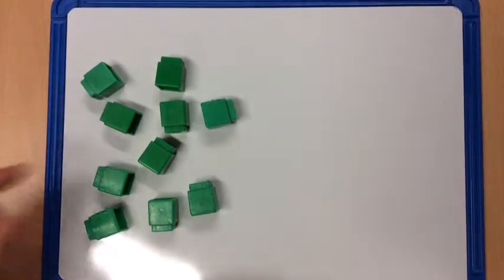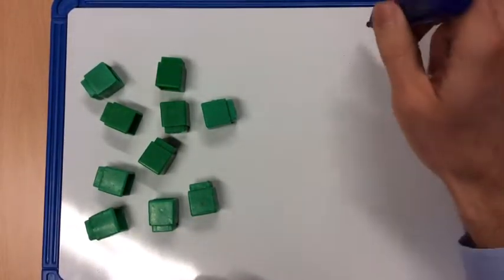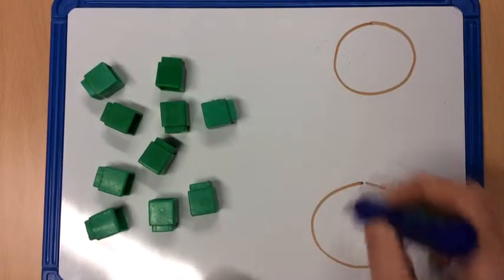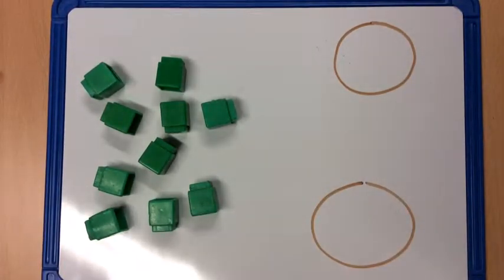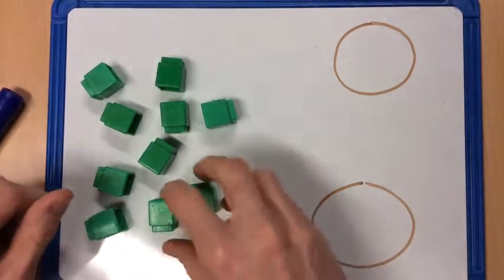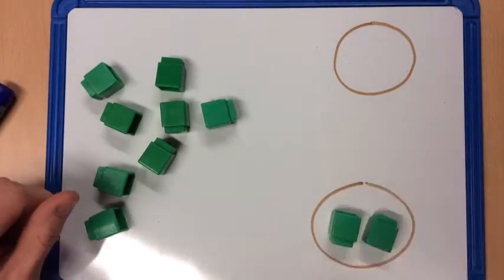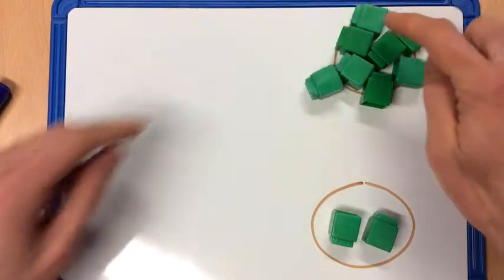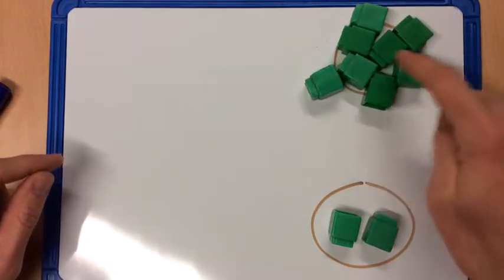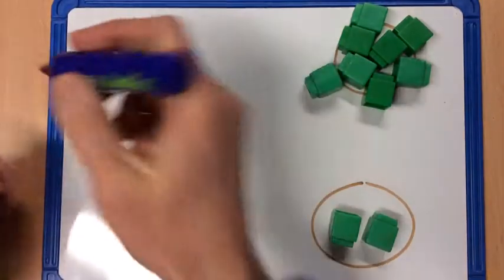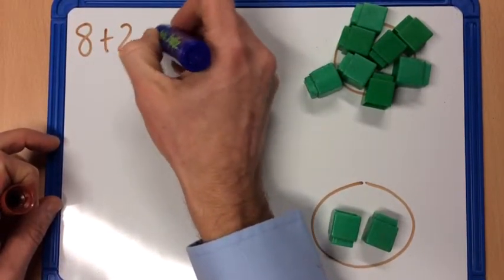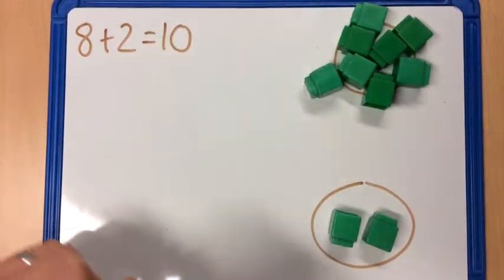So for example, it'd be a little bit hard to do in this small space, but if we imagine that this would be one plate and this would be another plate and I have my collection here, I can start moving them over. So if I put 2 in this collection and I put the rest in this collection, I'll count them out. 1, 2, 3, 4, 5, 6, 7, 8. So I've got 8 plus 2, giving me 10 altogether.